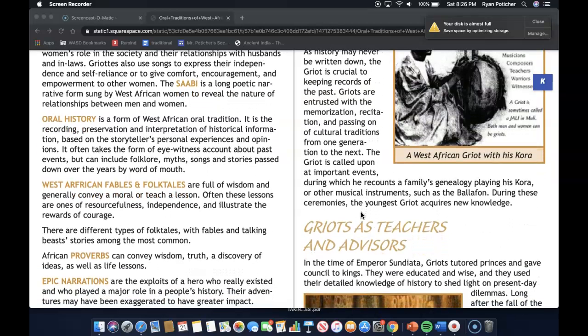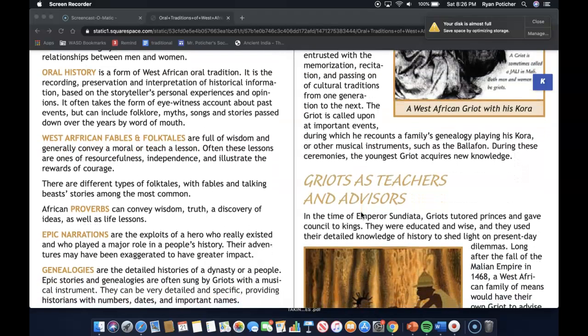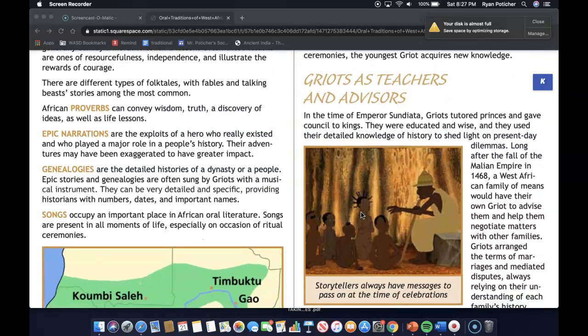The griot is called upon at important events, during which he recounts a family's genealogy playing his kora or other musical instruments such as the balafon. During these ceremonies, the youngest griot acquires new knowledge. But griots also serve as teachers and advisors.